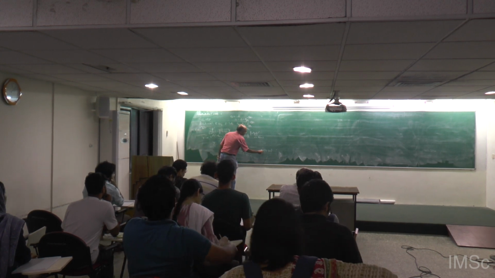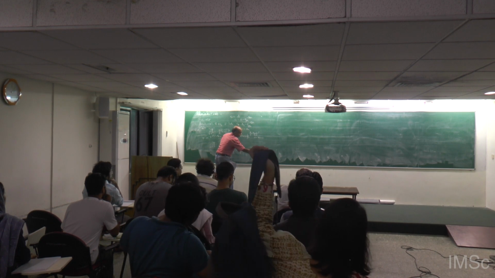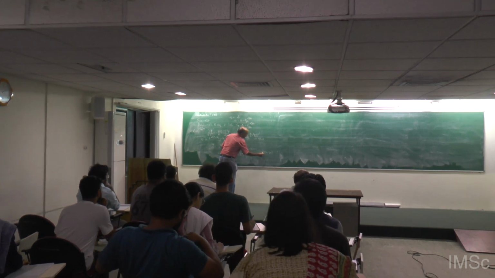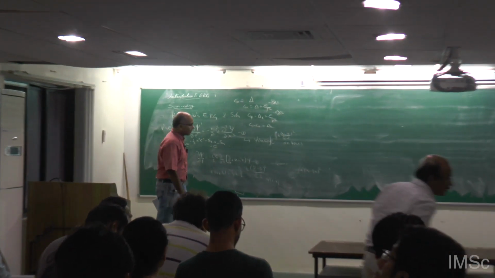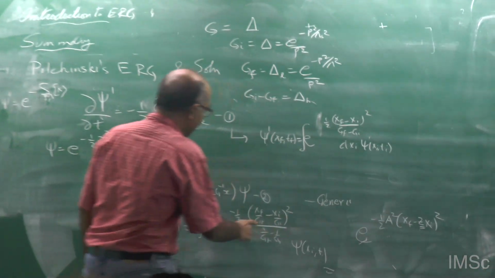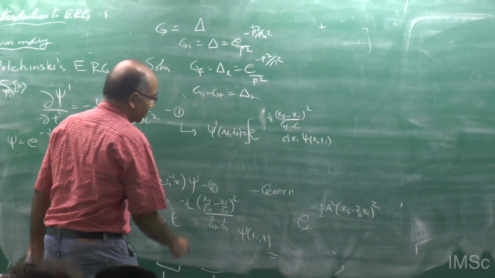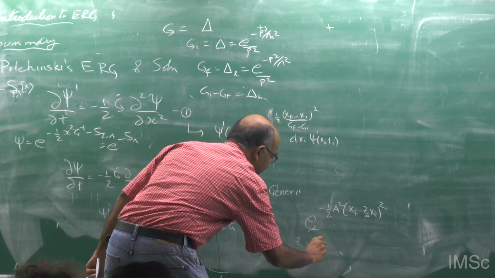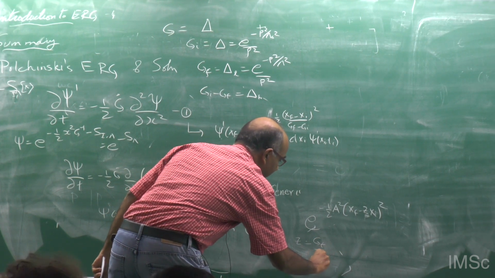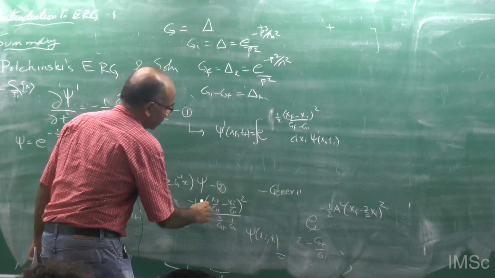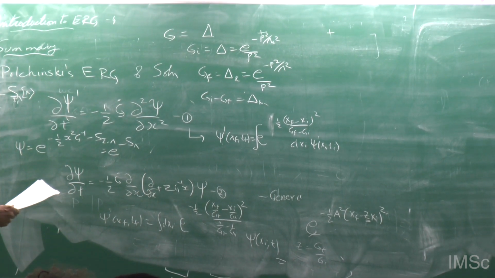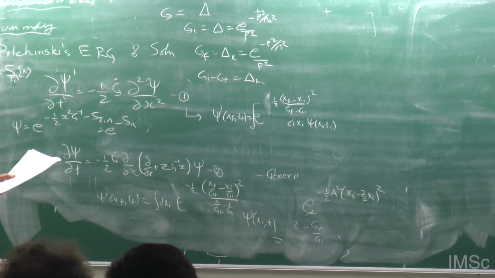A is just a constant which basically tells you the width of this, and it occurs mainly in the two-point function. It's not very important. The important thing is this. And if you compare this with this, you see that the z is basically gf by gi. It's the ratio of these two. Okay.